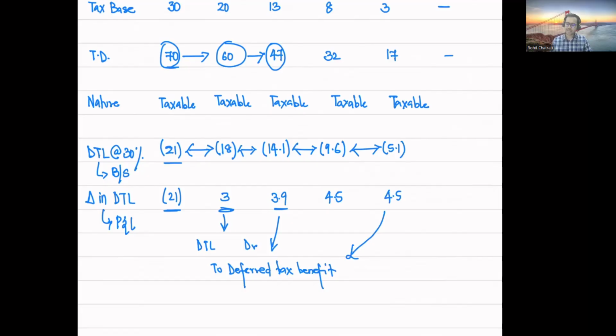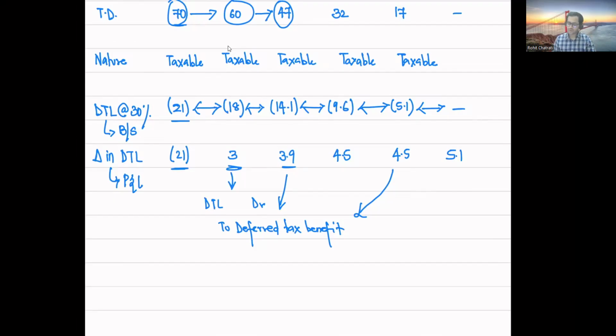And finally, in the last year, I'm going to have a zero deferred tax asset or liability, which means my liability should entirely be reversed. I have a liability in my books of accounts of 5.1. I need to bring it down to zero. So in year 6, I will have a deferred tax liability reversal of 5.1, and the journal entry will be the same, which is DTL debit to deferred tax benefit of 5.1.